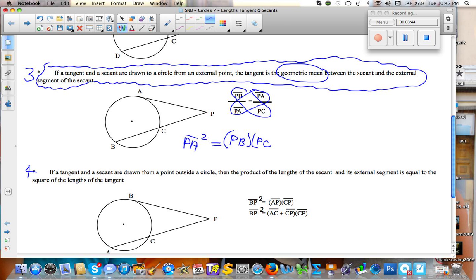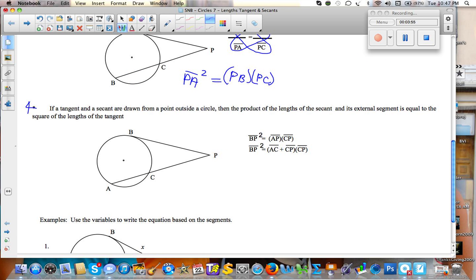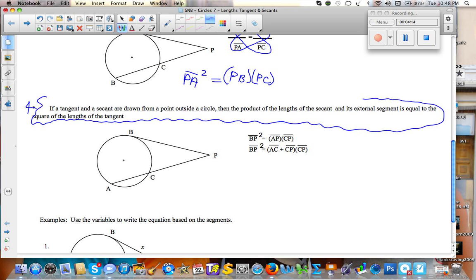So again, we have the whole thing times what's outside equals the whole thing times what's outside. And number 4 is if a tangent and a secant are drawn from a point outside the circle, then the product of the lengths of the secant and its external portion is equal to the square of the lengths of the tangent. Well, that's just restating number 3, which is what we just did above. So star, star, squiggle, squiggle, you can think of it whichever way you want as long as you know it.